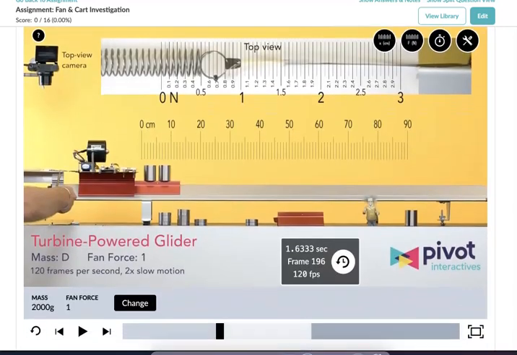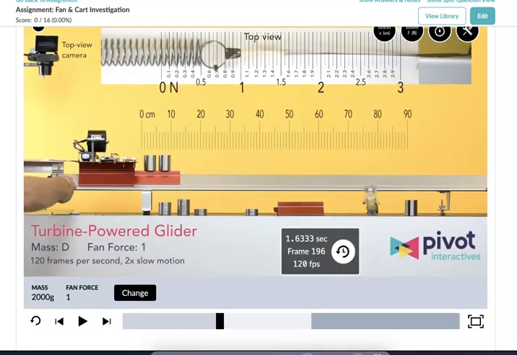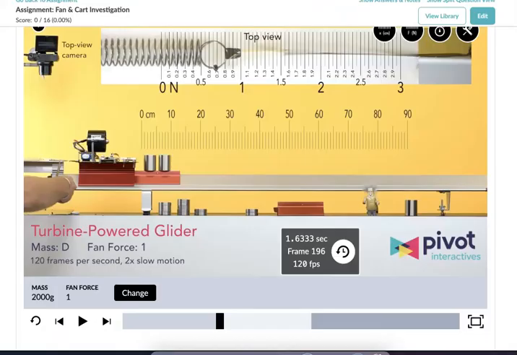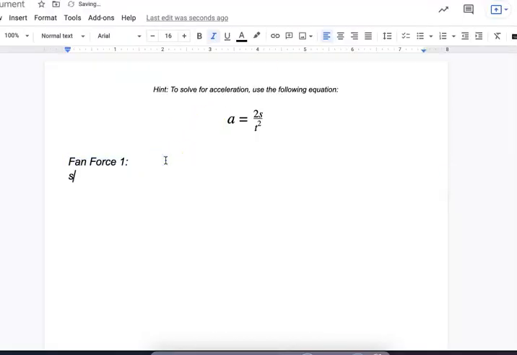Now I need to find acceleration, and we found acceleration by using this relationship. So let's make it a little bigger. It's 2 times displacement divided by the square of the time period. So maybe I'll do fan force 1 calculation, although let's make it smaller. And that means I need to find S and T, so I can then plug it into my relationship.